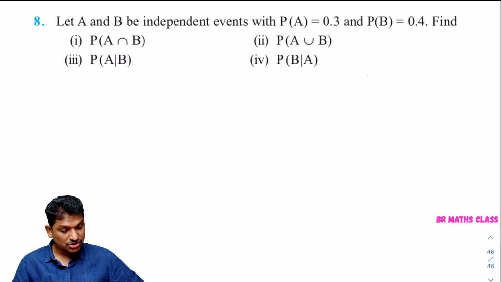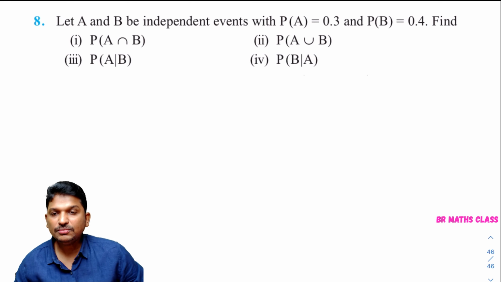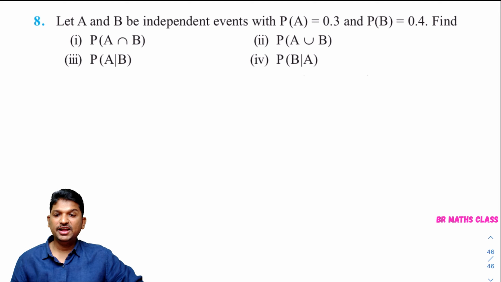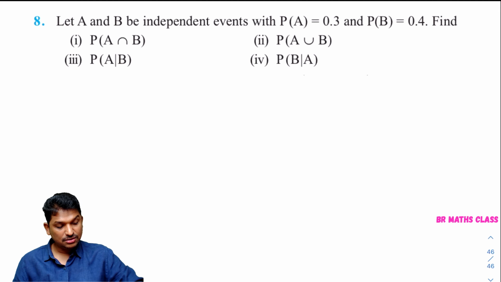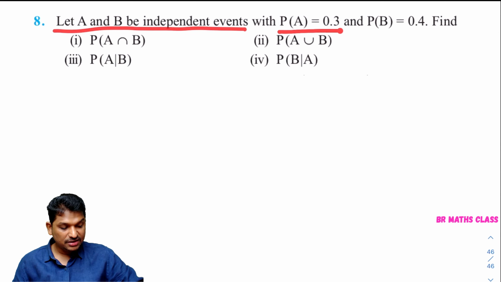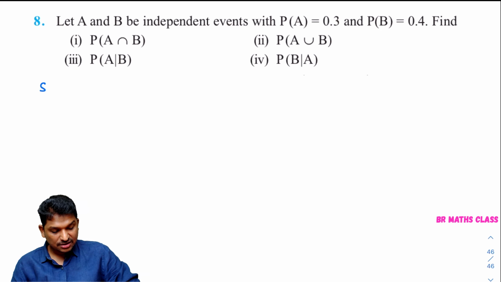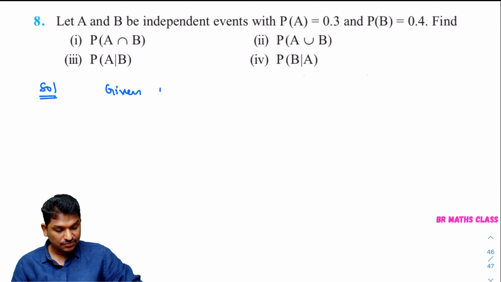Now the last question in this class, a little lengthy I think. What is the question? A and B are independent events. Probability of A is 0.3. Probability of B is 0.4. A and B are independent events. This is the important data. Given A and B are independent.